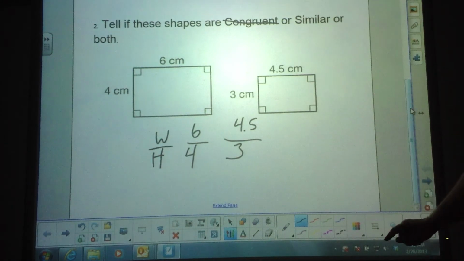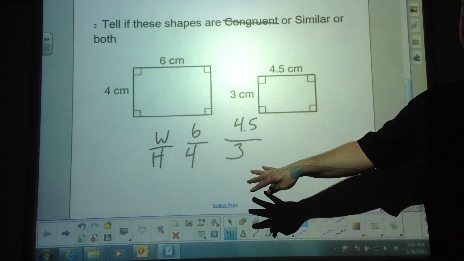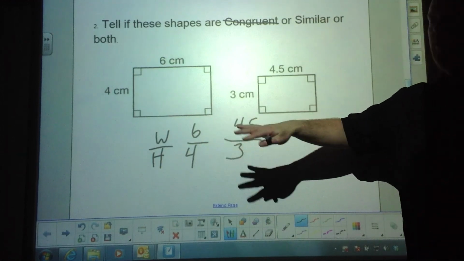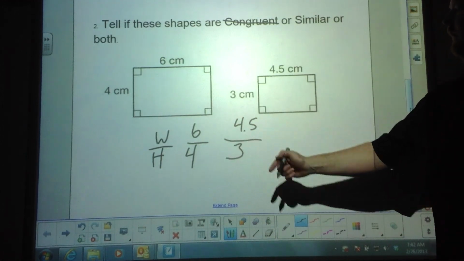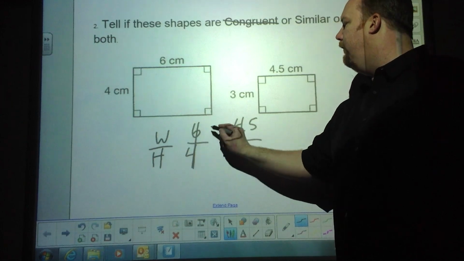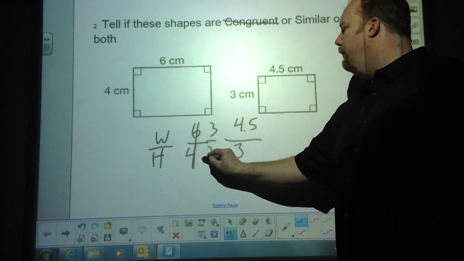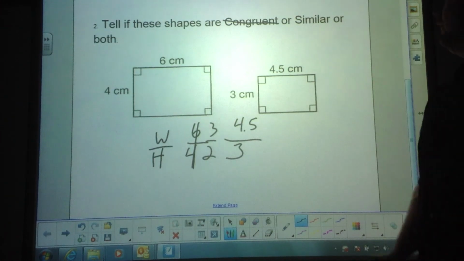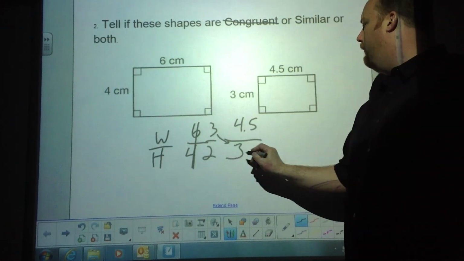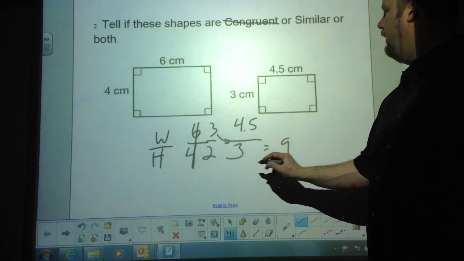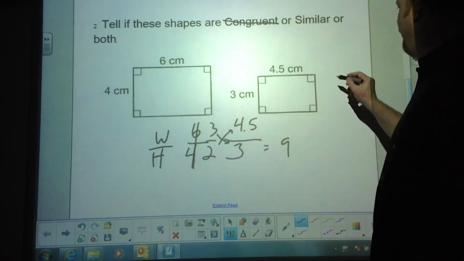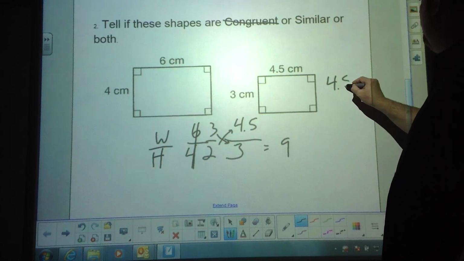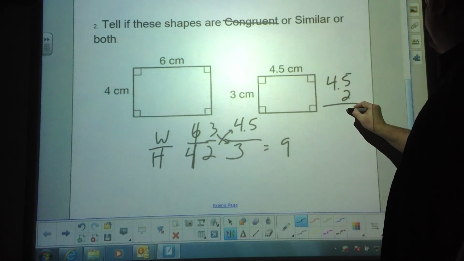Now, as I've always told you, reduce early and reduce often. If you want to reduce this, you can. You do not have to, but you can if you like. So this will reduce down to 3/2. Remember, you don't have to do that, but it makes it a lot easier to deal with the numbers. So, 3 times 3 equals 9. 2 times 4.5, and I'll just do it out over here, but it is going to equal 9.